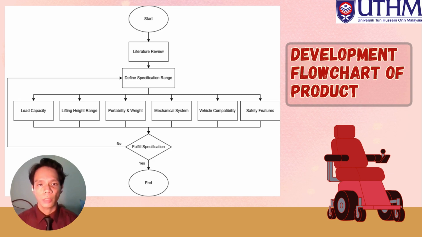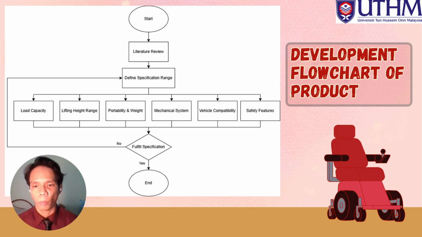So this is the development flowchart of my product. First we start with literature review, and then we move to define the specification range. The first spec is load capacity, and then we have lifting height capacity. Next is portability and weight, and then we consider the mechanical system. Second last is vehicle compatibility, and lastly the safety features. If this spec doesn't fulfill, we move again to define the specification, then once it's fulfilled, that is the end for the fulfilled specification.